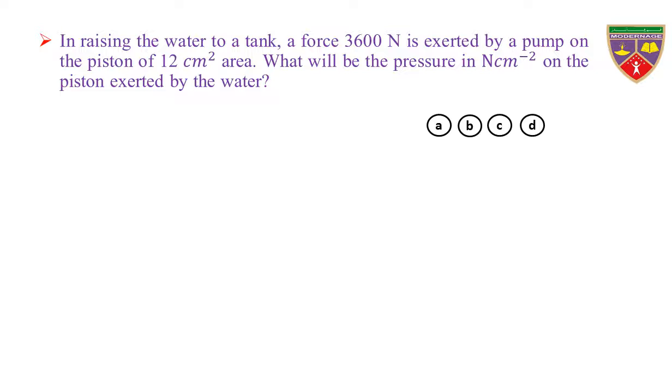In raising the water to a tank, a force of 3600 Newton is exerted by a pump on the piston of 12 square centimeter area. What will be the pressure in Newton per square centimeter on the piston exerted by the water? Option A, 3600. Option B, 1200. Option C, 900. Option D, 300. The key is 300. Therefore, the correct option is D.